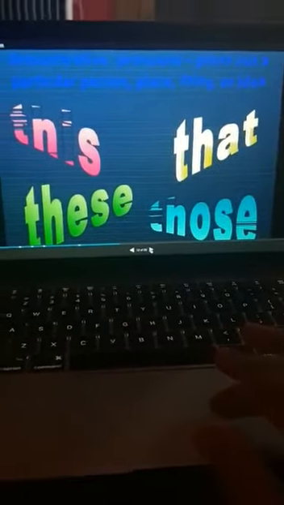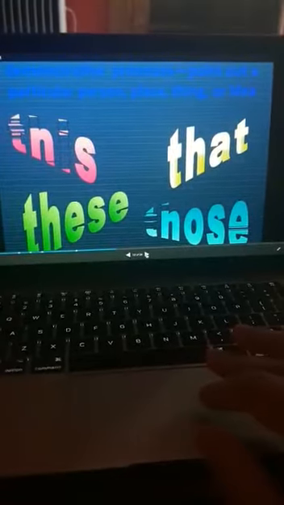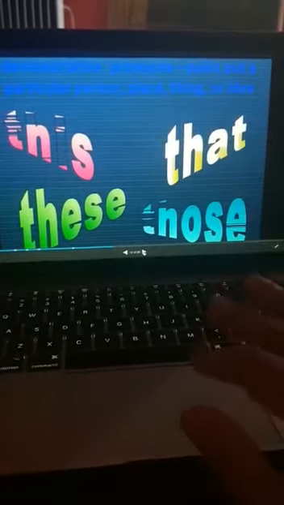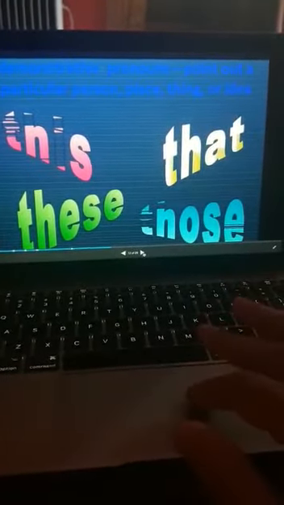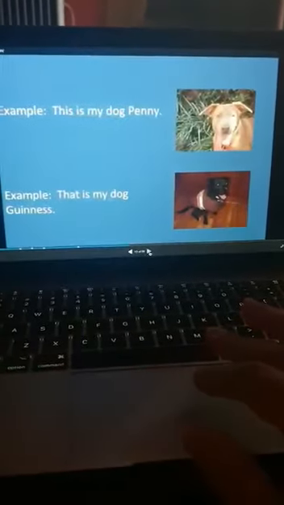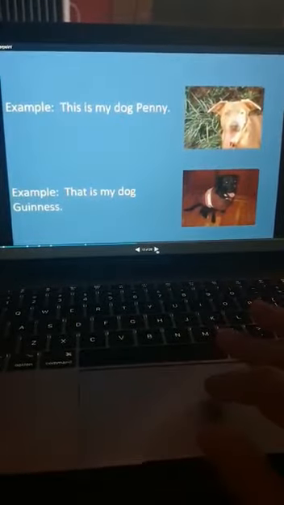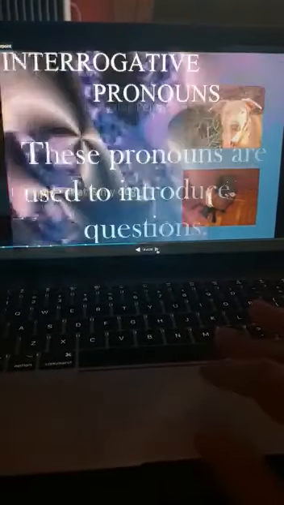And now demonstrative pronouns. When we point out a particular person, place, thing, or idea. This, that, these, and those. And examples are: this is my dog Penny, and that is my dog Guinness.